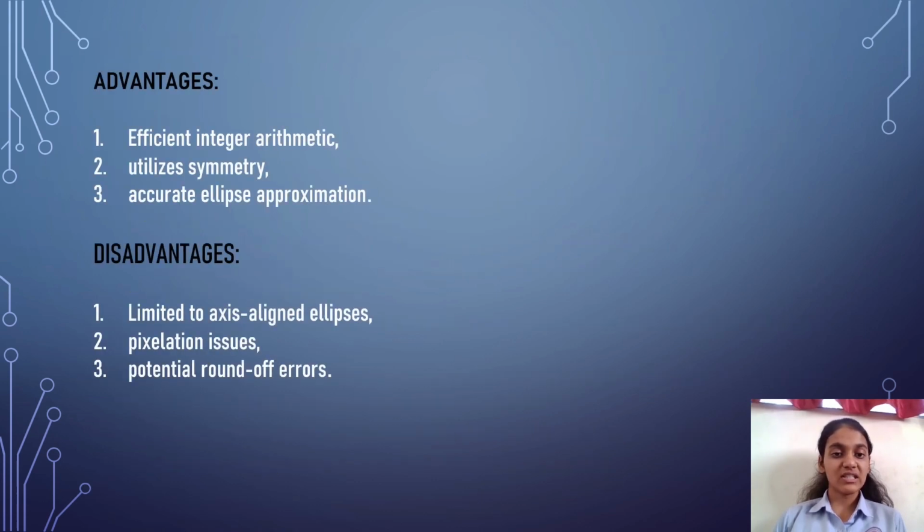Advantages: efficient integer arithmetic, utilizes symmetry, accurate ellipse approximation. Disadvantages: limited to axis-aligned ellipses, and pixelation issues. And the third one is potential round off errors.